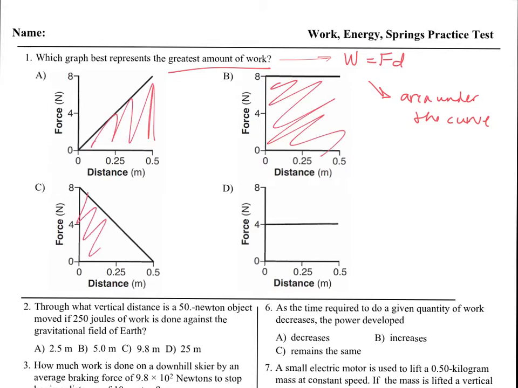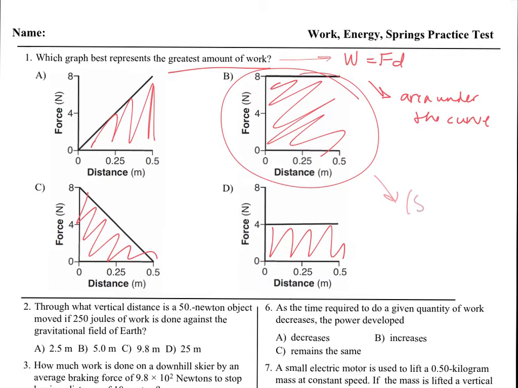If you take a look at each of them, it's got to be choice B. If you also do the math, for example, our force here is 8 newtons times our distance of 0.5 meters, and that gets you 4 joules. And you do the same for each of them. For A and C, it's a triangle, so you have to do 1/2 base times height. So 1/2 times 8 times 0.5, and that'll get you 2 instead.